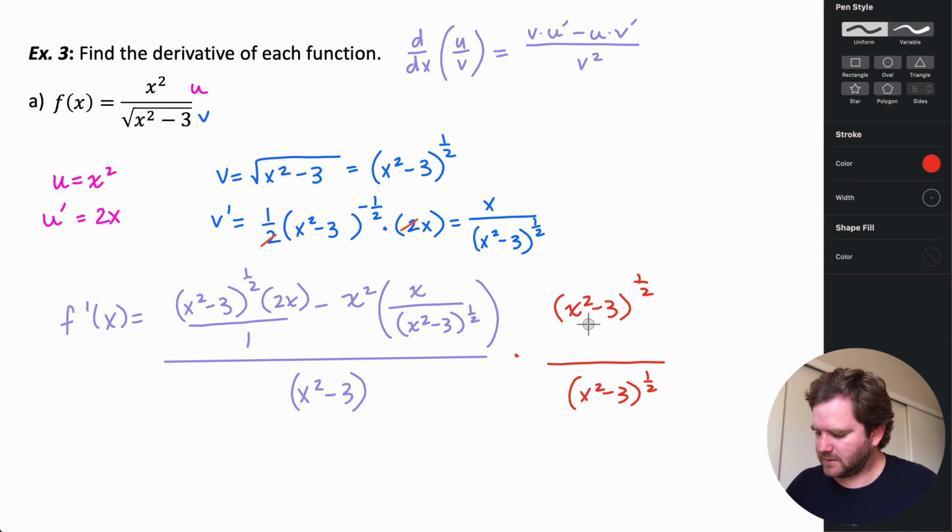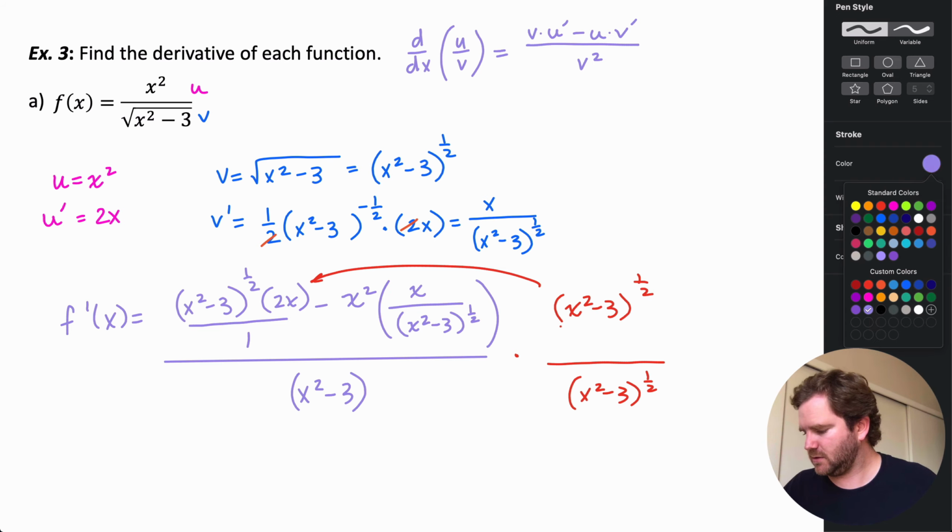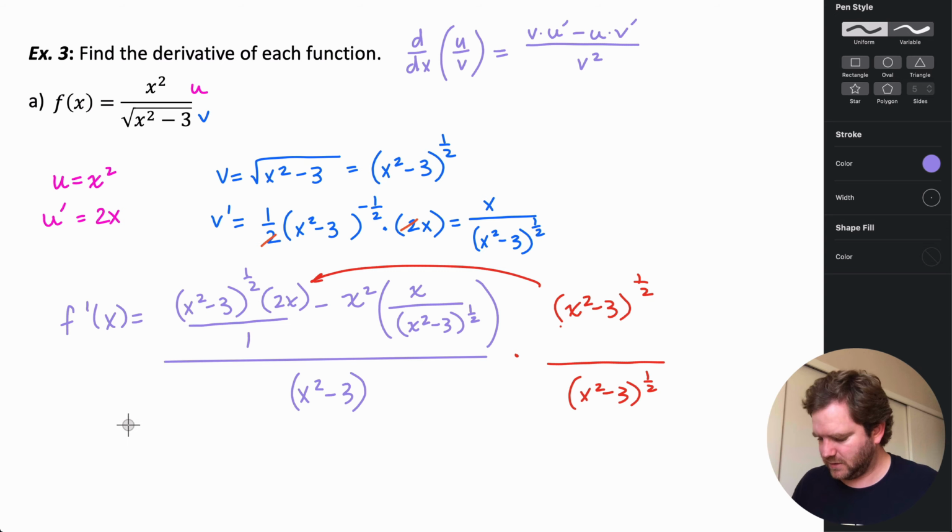So when I take this and I distribute it into the first part, we're going to get this x squared minus 3 to the 1/2 times this x squared minus 3 to the 1/2. And when I multiply two groups with the same base, you add the exponents. So to the 1/2 plus 1/2 is going to be to the first. So that's going to be an x squared minus 3. And then the 2x is going to kind of just tag on for the ride. This x squared and x is going to combine to be an x cubed.